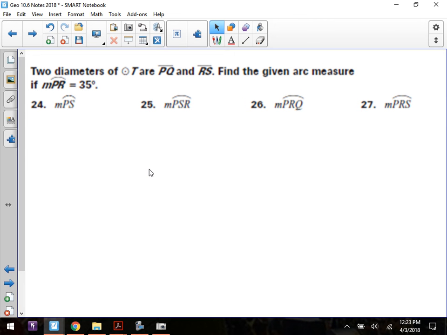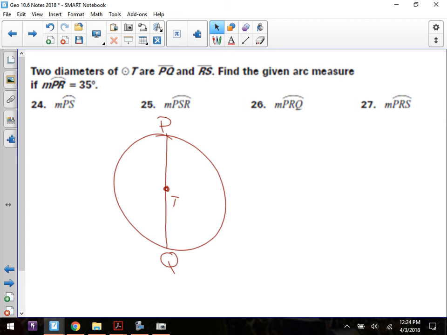All right, same idea. You've got a circle. It says it's circle T, which means T is at the center. You have diameters PQ and RS. Here's PQ. I'll draw it this way this time. And then it says RS, but PR has to be 35. So should R be closer to S? No. Should R be closer to Q or closer to P? It's going to be closer to P. Does it matter on what side of P it is? No, not at all.